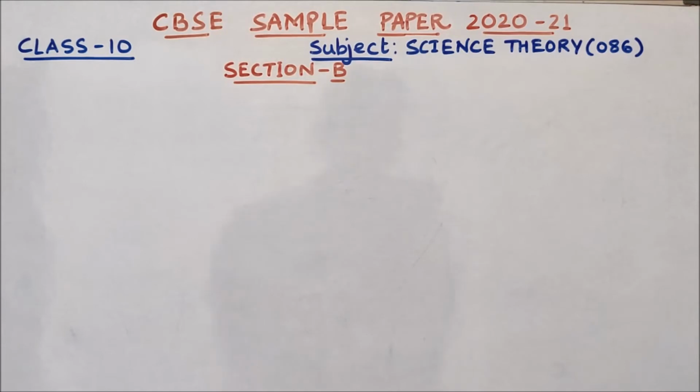This is the third video in the series CBSE sample paper for the academic year 2020-21 for class 10, subject Science Theory, subject code 086. There are already two videos in this playlist. In the first video, we discussed the question paper pattern, and in the second video, we discussed the questions of physics asked in Section A. In this video, we will be looking at the questions asked in Section B.